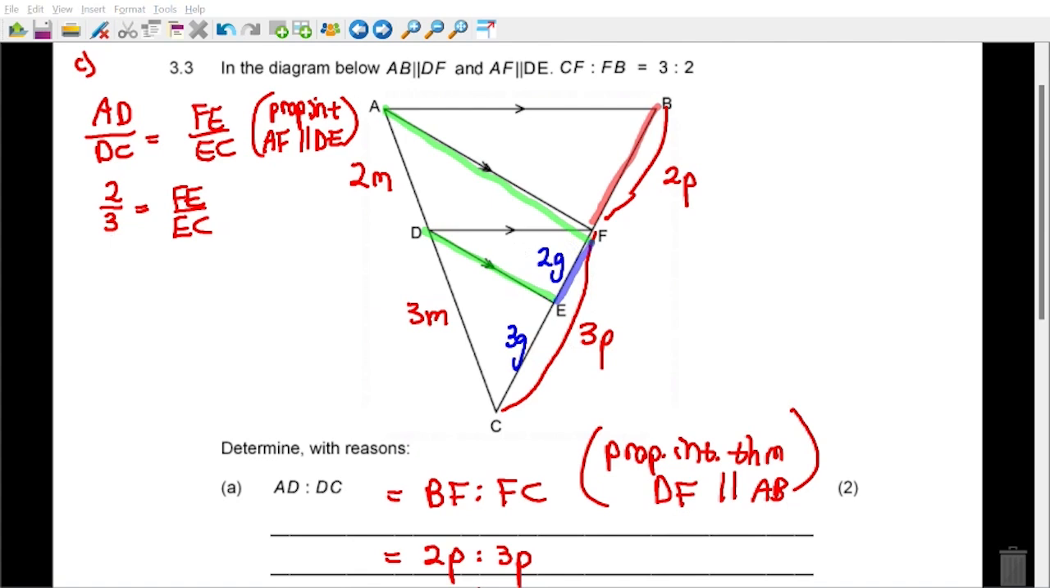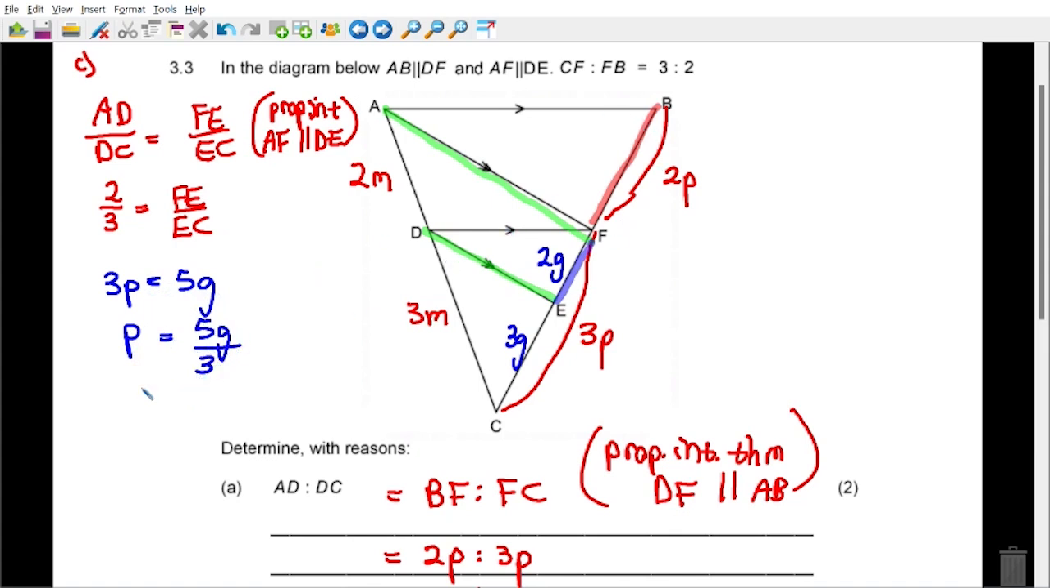I know that this is 3P, but I also know that it is 5G. I know that 3P is the same as 5G. 3P equals 5G. Right? And if 3P equals 5G, then P is actually 5G over 3.